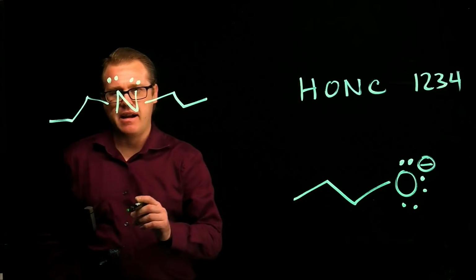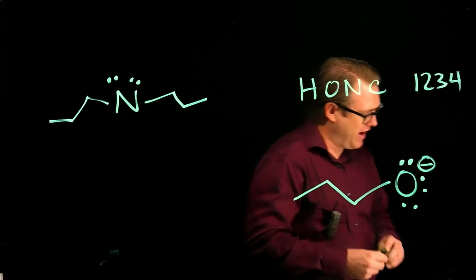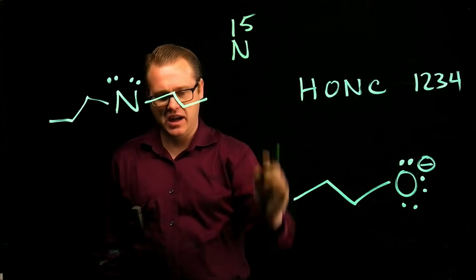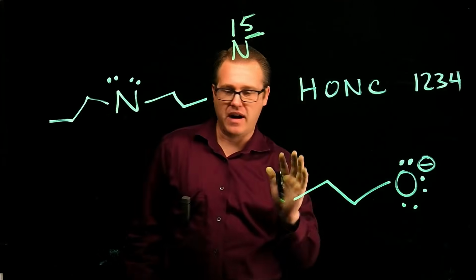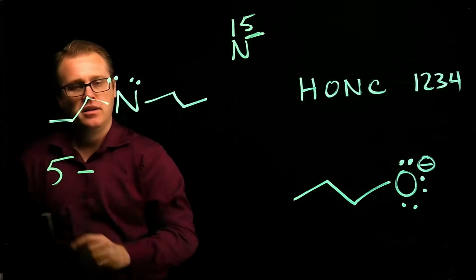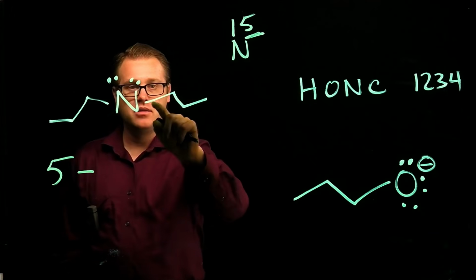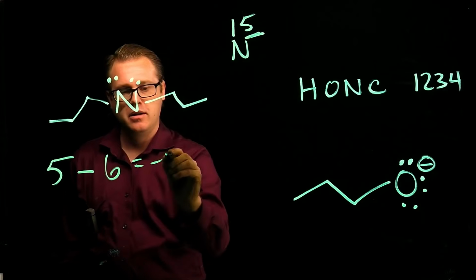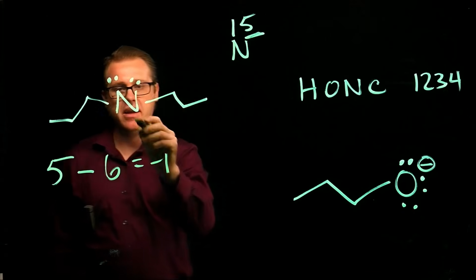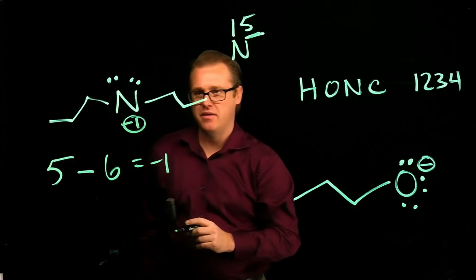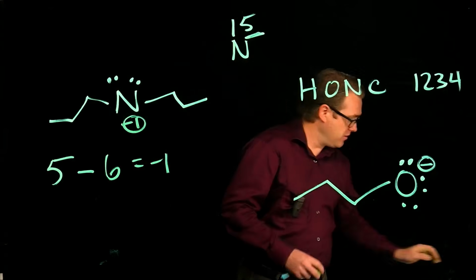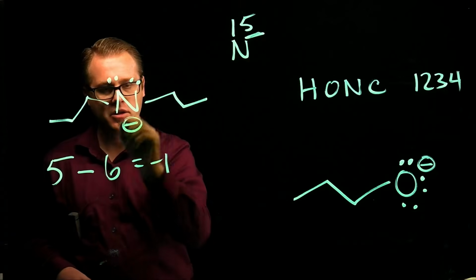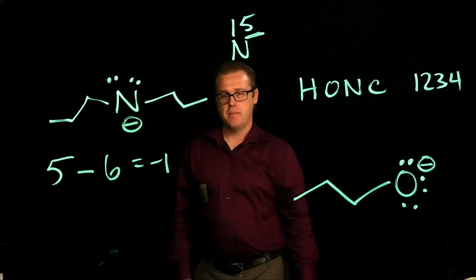So now I just have to go to my book and find out what group number nitrogen is in. And nitrogen is in group 15. So that means there has to be 5 valence electrons. And I see this nitrogen. How many bonds? 1, 2, 3, 4, 5, 6. So that nitrogen right there has to have a formal charge of -1. When it's 1, you never put in the number. That's a -1. Okay.